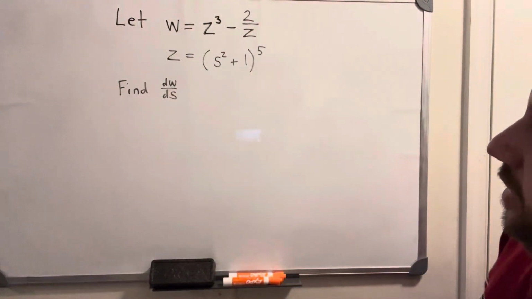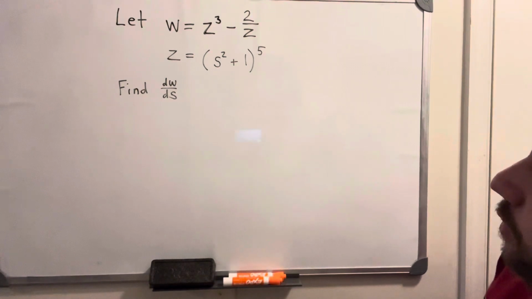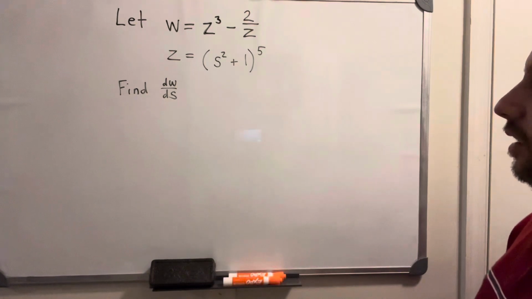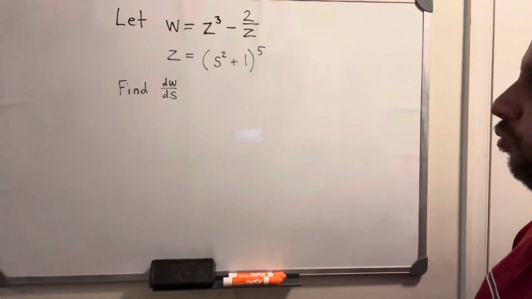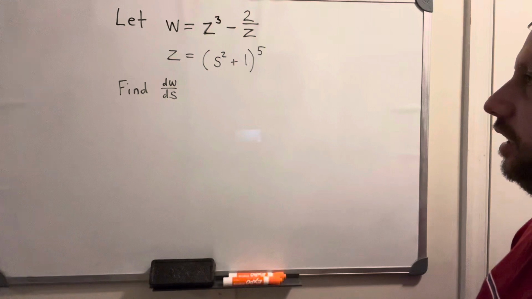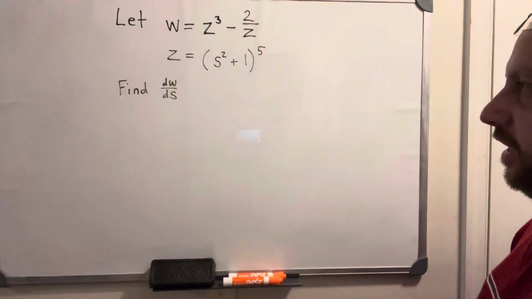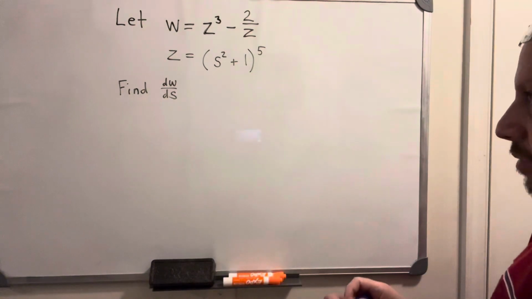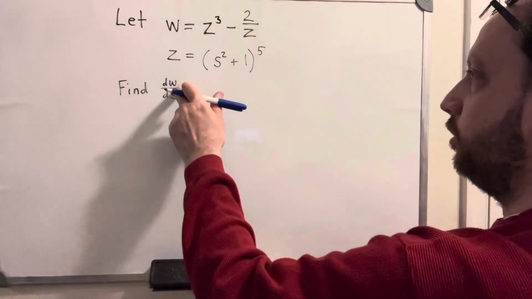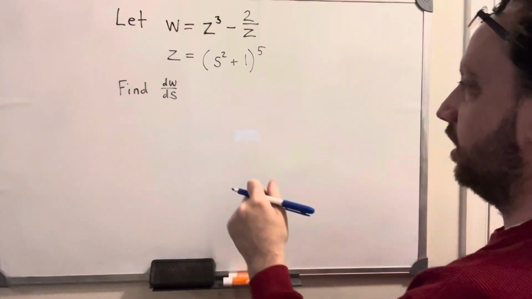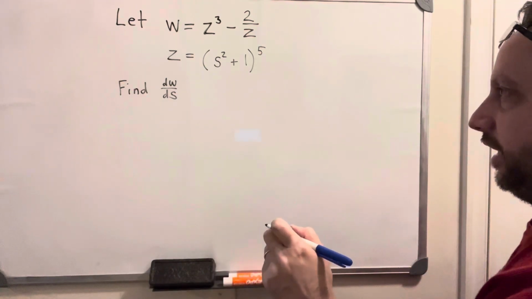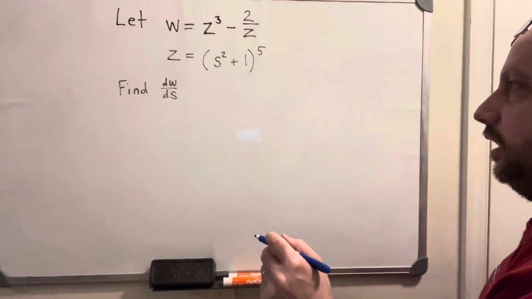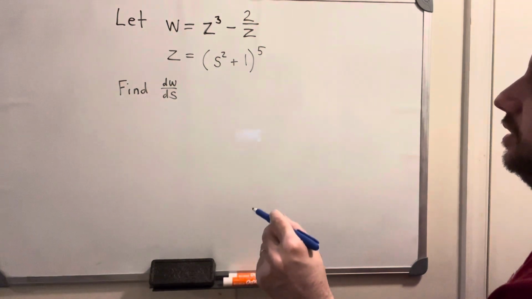This problem says let w equal z cubed minus 2 over z, and let z be (s squared plus 1) to the 5th. And the problem is to find dw/ds. First of all, remember that this is a notation for a derivative function. It's not strictly a fraction of differentials, but it turns out they can be used as such.